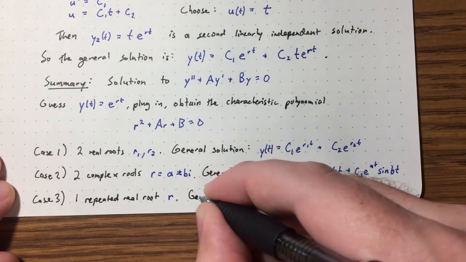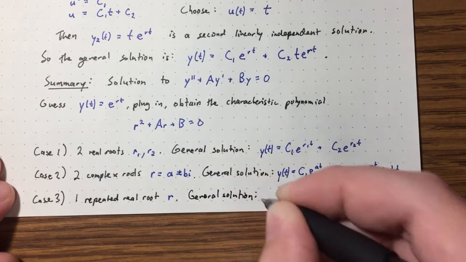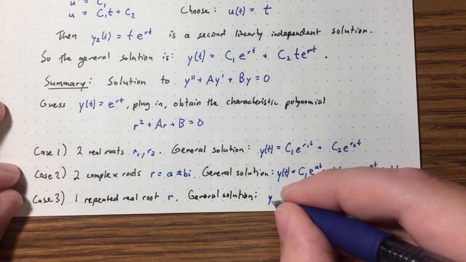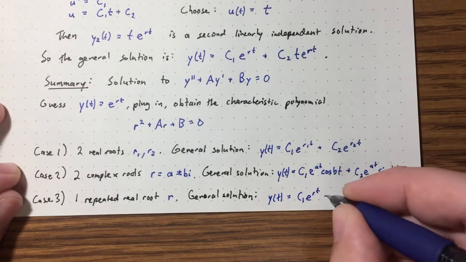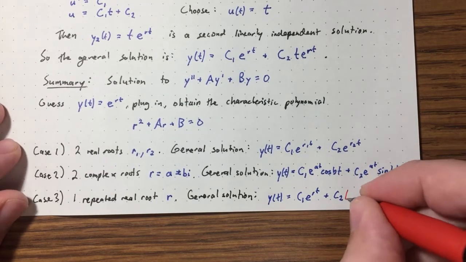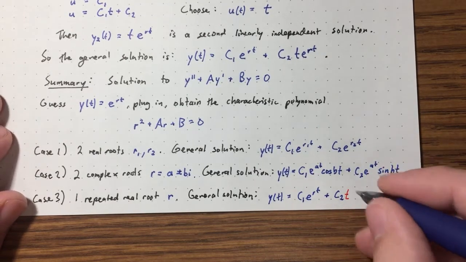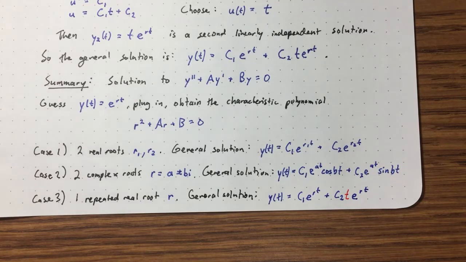And then what did we just find today? We found that the general solution is C1 e to the rt plus C2 t e to the rt. I'll put in that t in another color just to emphasize it. So that's a little unusual. C2 t e to the rt.